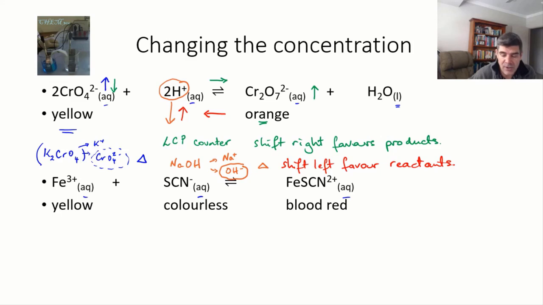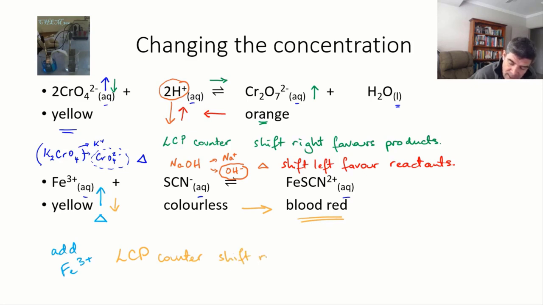You can see that the same sort of logic is going to apply if we were to add, for example, some iron 3+ into our second equation. This is going to increase the concentration of the iron ions. This is our change. So what we need to do then is look at Le Chatelier's principle, which is the counter. The counter is to try and get the concentration of the iron back down, and therefore the only way to do that is to shift to the right, so we use up those excess iron ions and we form more of the blood red iron thiocyanate ion as a product. So we shift to the right and we favor products.